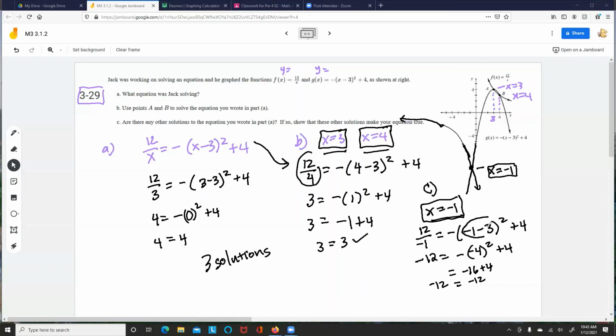All right, guys, so this is how you find solutions. Sometimes you have to use the graph to help you out, and you also have to use the algebra to solve some of the problems you can solve, and some of them you have to use a graph.